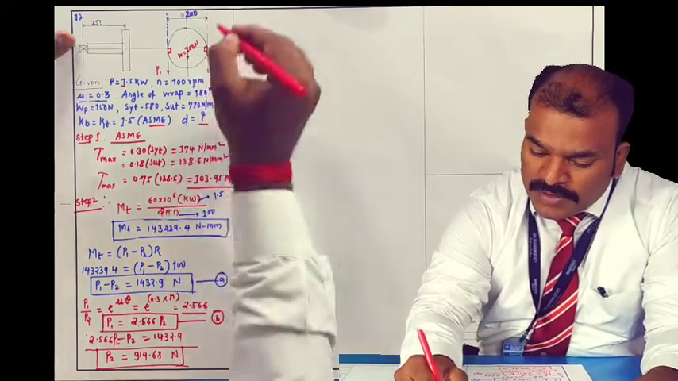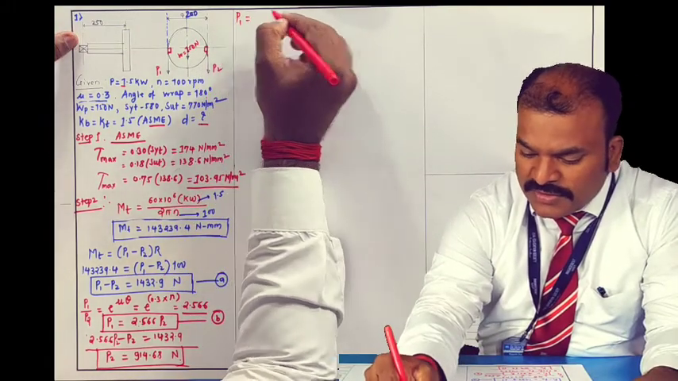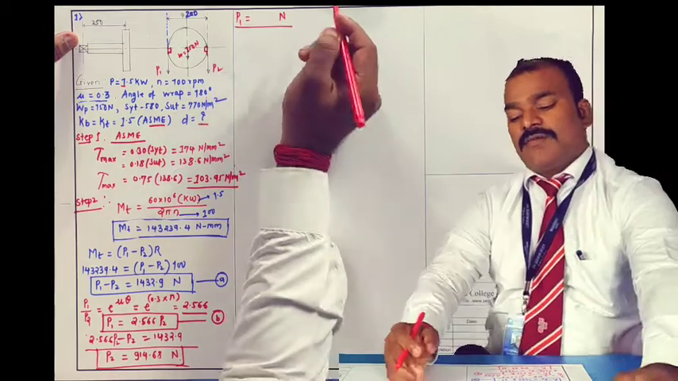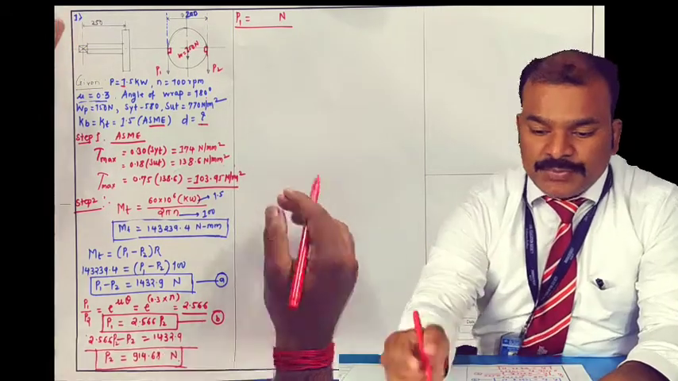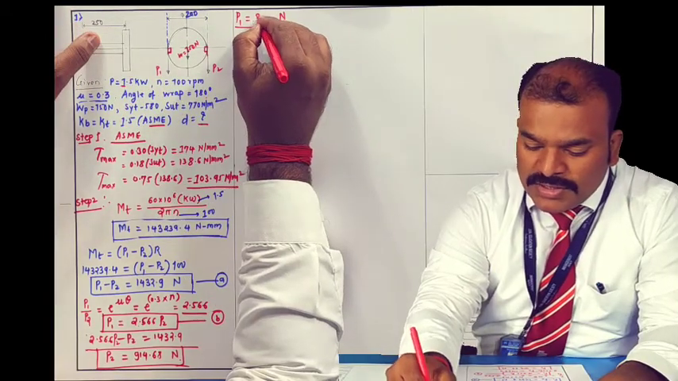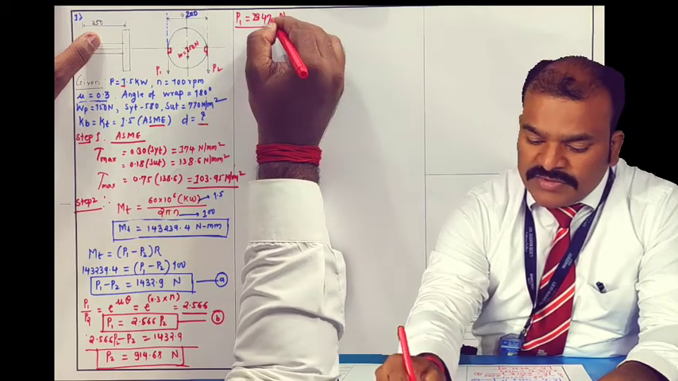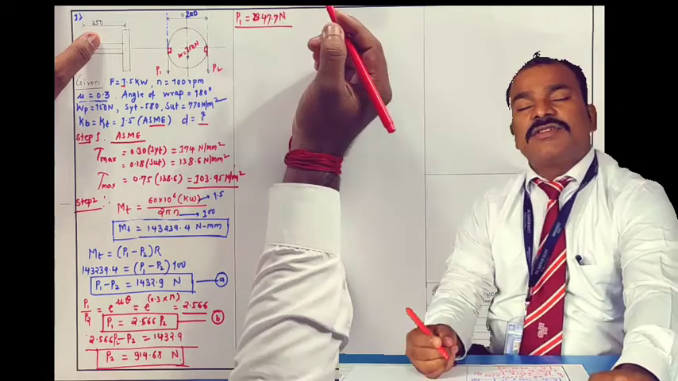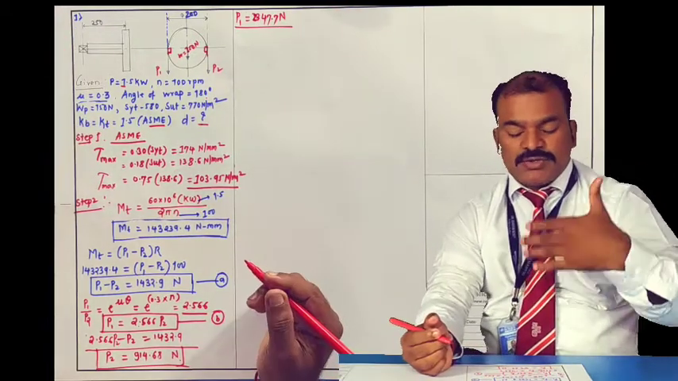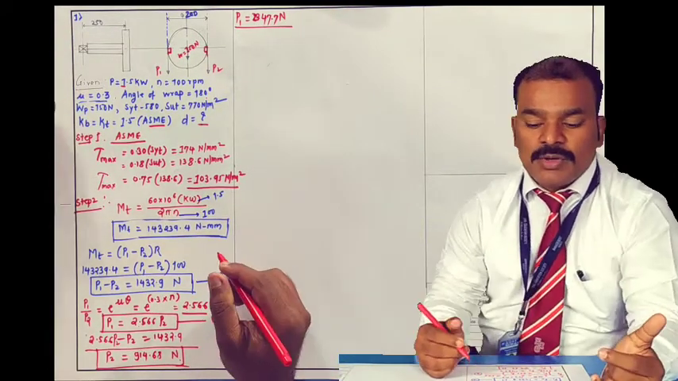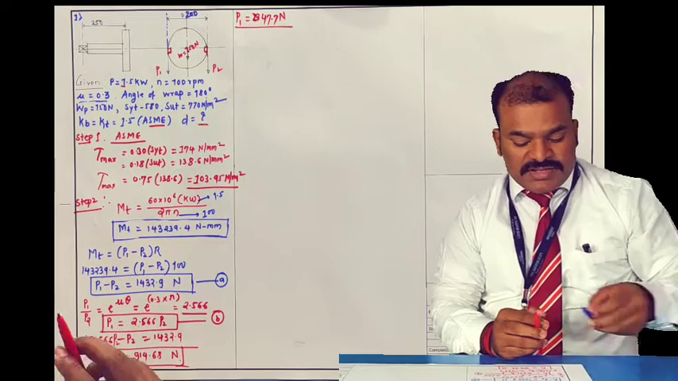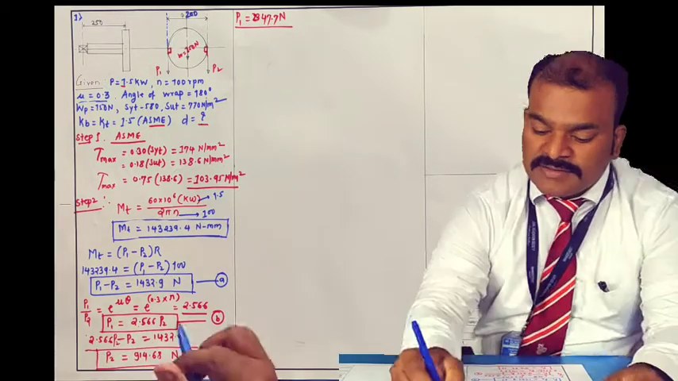So what will be P1? Again you can put it in the equation. You will get P1 is equal to 2347.7. Correct? So this will be the tension on the tight side. So these two ends we got, P1 and P2. Now what is the next step? Step number 3 is about the total load.